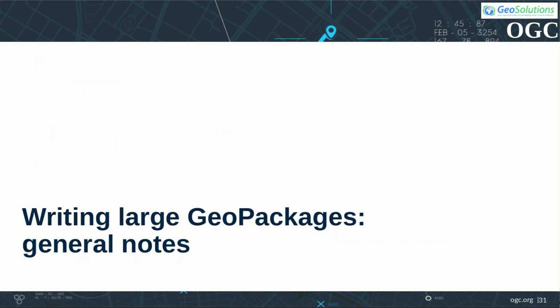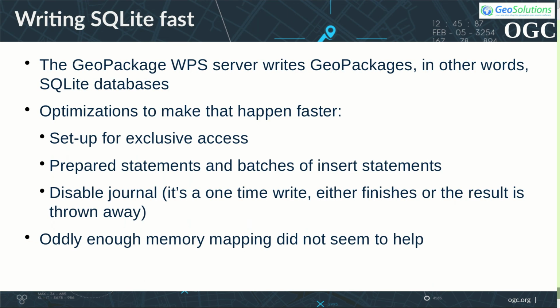Let's wrap up with some general notes about performance over large GeoPackages. During the testbed, we generated a number of very large GeoPackages. GeoPackages are SQLite databases, so common approaches to improve write performance have been used, including opening the database in exclusive access mode, disabling the transactional journal for the one-off production task, and using prepared statements and batches of inserts.